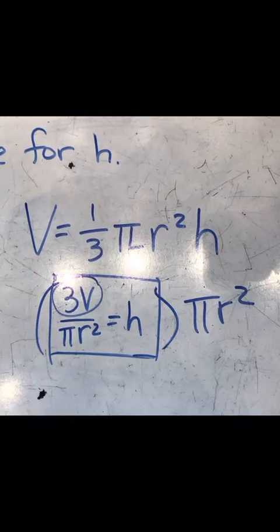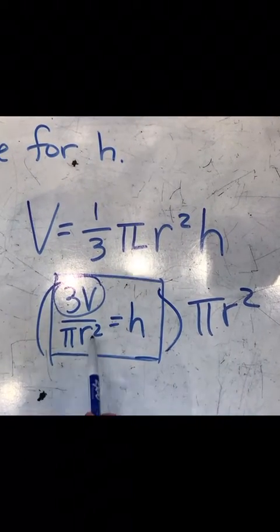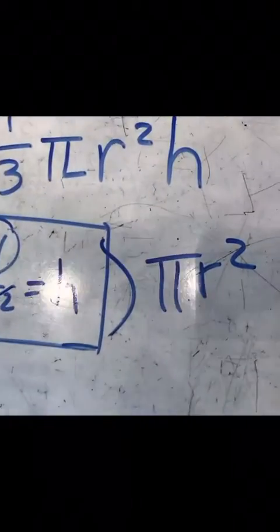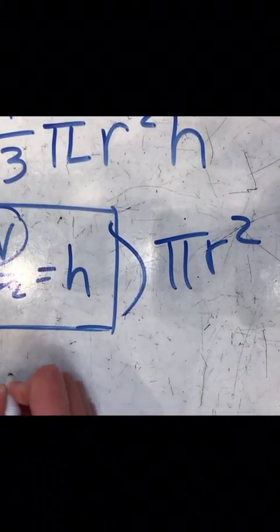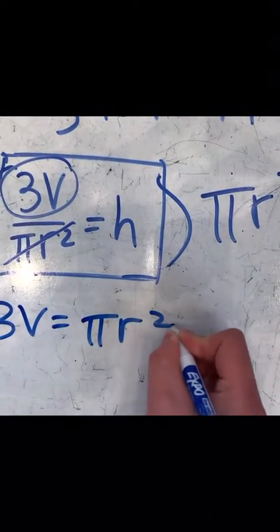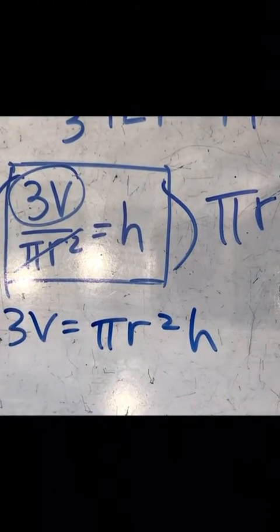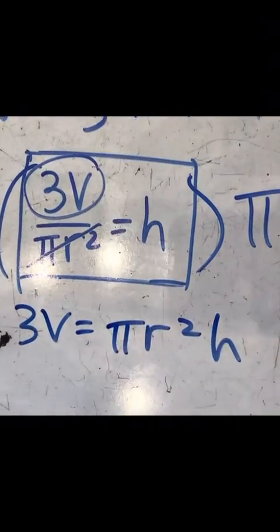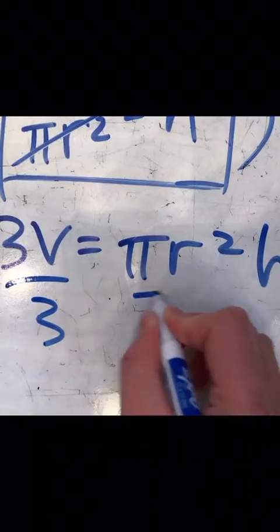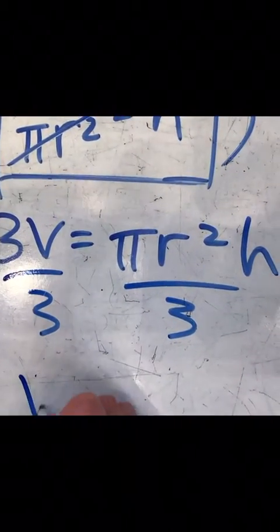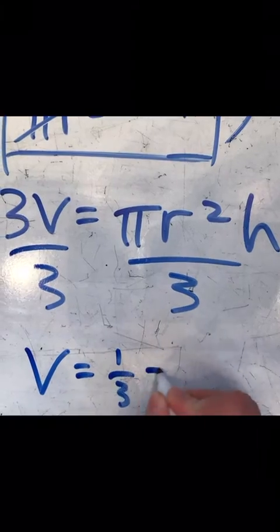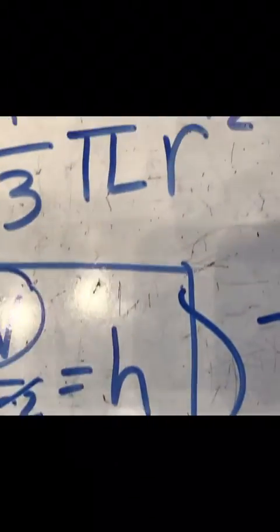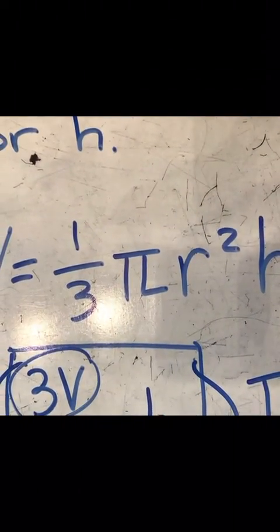So we are going to multiply by pi r squared so we can get rid of 3v over pi r squared. So after multiplying it, simplified is 3v equals pi r squared h. And we're still trying to solve for v to get the original equation. So we're going to divide by 3 to get v by itself. And we are left with v equals 1/3 pi r squared h, showing that our solution is correct because we ended up with the same original equation.